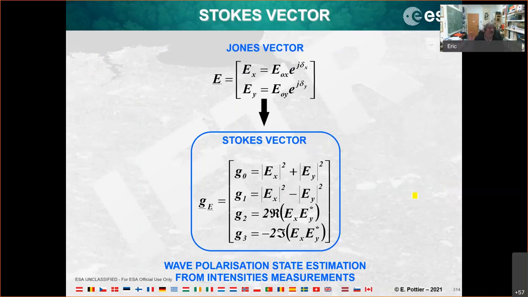Each of these components has a physical interpretation. Okay, so for example, g0 corresponds to the power of the wave. g3, in fact, if we go into detail, corresponds to the circular information. g1 corresponds to the linear, horizontal, vertical information, etc., etc. Okay, so it is another way to represent the same information, but using only real representation.